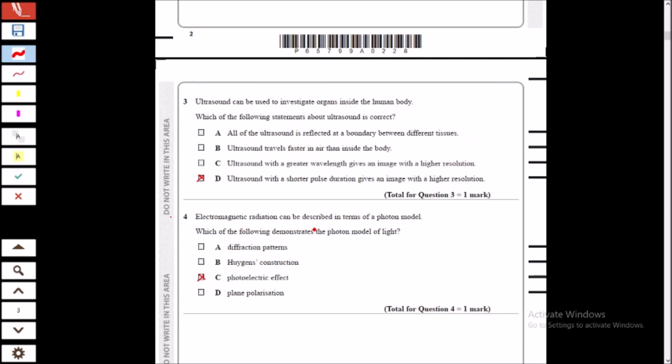Electromagnetic radiation can be described in terms of a photon model. Which of the following demonstrates the photon model? The photoelectric effect, because that is where we saw that when and only when you use a certain wavelength of photon, electrons can be emitted.